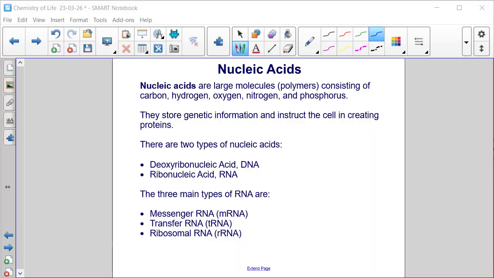Nucleic acids. Nucleic acids are large molecules or polymers consisting of carbon, hydrogen, oxygen, nitrogen, and phosphorus. They store genetic information and instruct the cell in creating proteins. There are 2 types of nucleic acids: deoxyribonucleic acid, DNA, and ribonucleic acid, RNA.